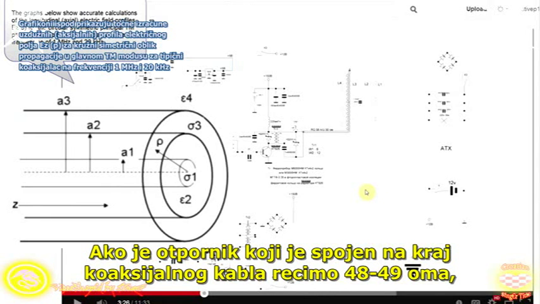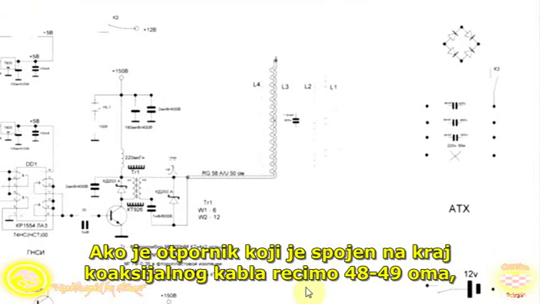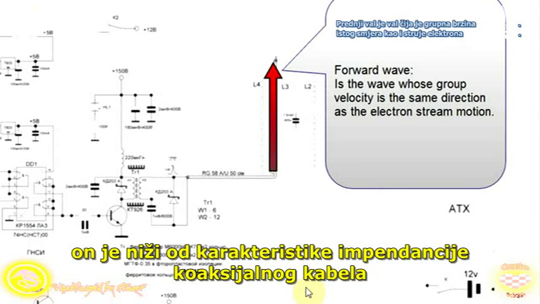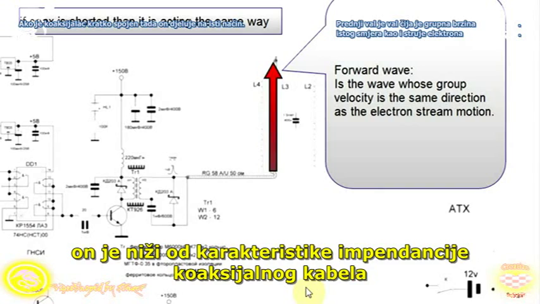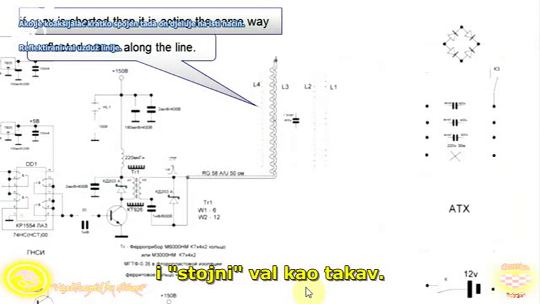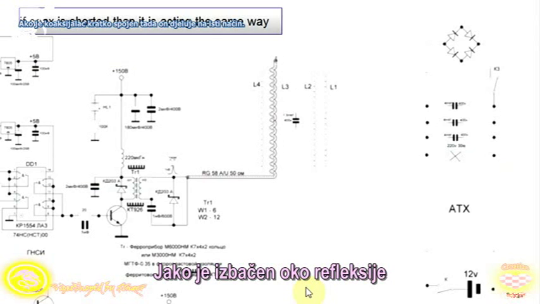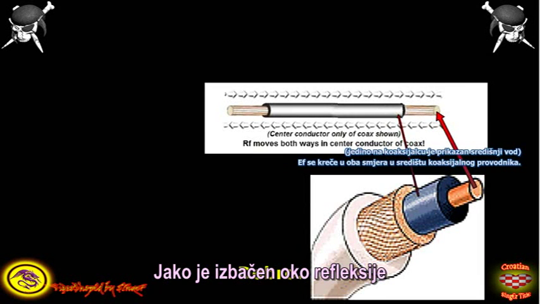If the resistor connected at the end of the coaxial cable is, let's say, 49 ohms, that is lower than the characteristic impedance of the cable, we're going to create a reflected wave back to the transmitter, and a standing wave as well. You're going to get some amount of reflection, a very calculable amount of reflection.